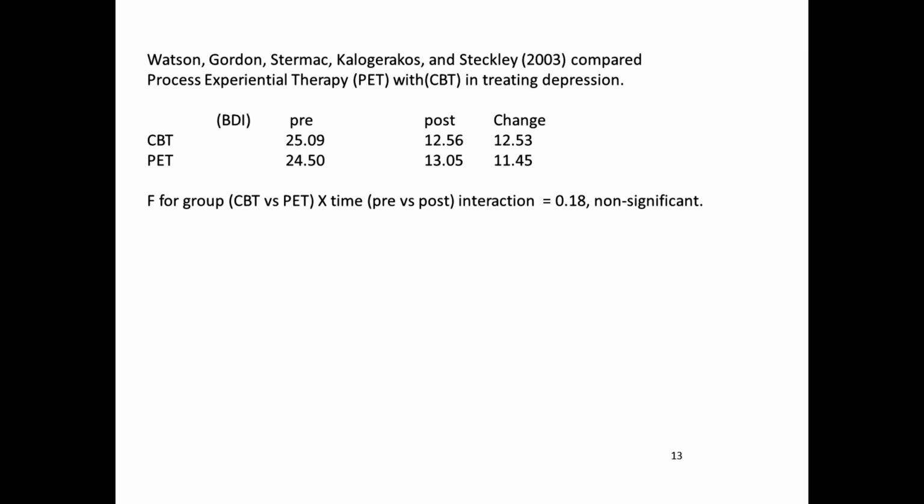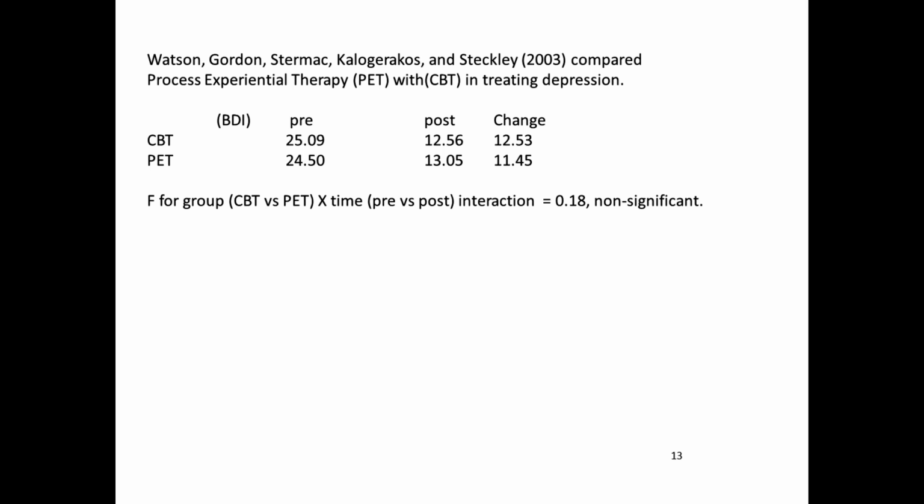So on the BDI, Beck's Depression Inventory, those given CBT had their pre-score, they had the CBT, and that was their post-score, and so the change was 12.5. And then for PET, we have the same, the pre-test BDI, the post-test BDI, and the change 11.45. Now they wanted to argue for equivalence on the basis that the interaction, time, pre versus post, by type of therapy, was non-significant. So the F for the interaction, the 1 degree of freedom F, is 0.18.